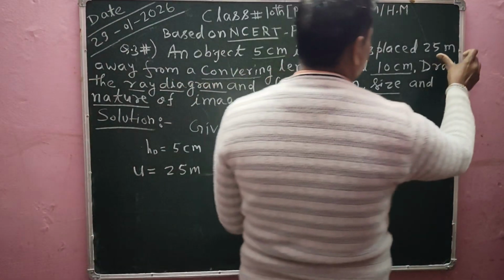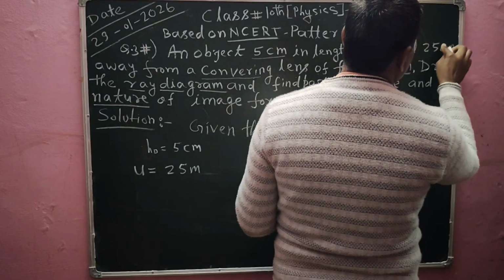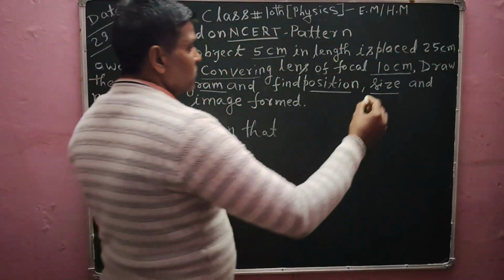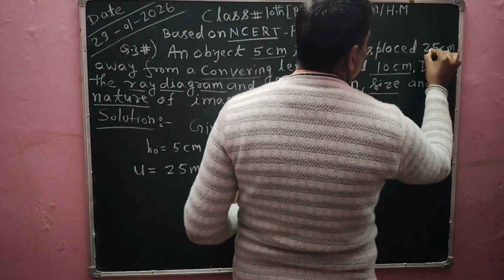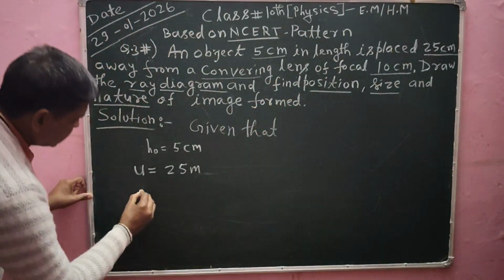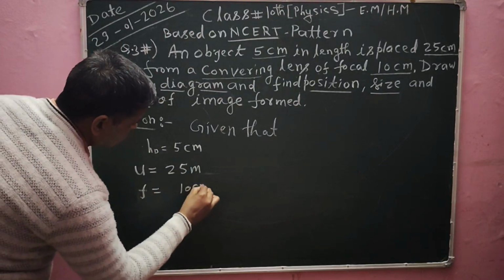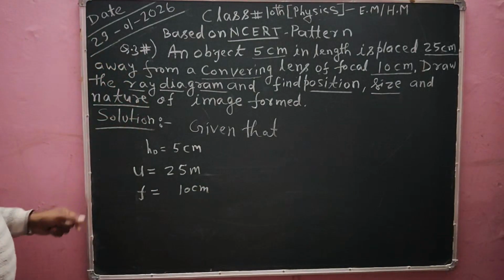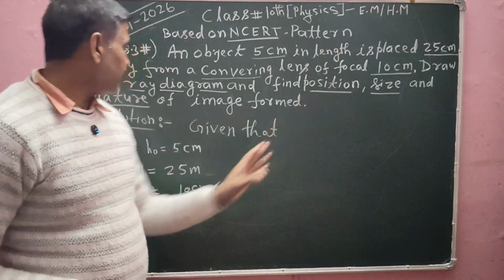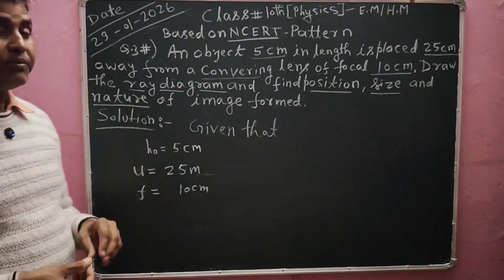So this is also available in centimeter. So here I will write properly in centimeter, that is cm. That is available in cm, centimeter. Okay. So I am making it underline. Now other information that is given is focal length f, which is equal to 10 centimeter. So we have to draw the ray diagram, and then we have to find the position, size, and nature of the image which is formed with the help of these data.